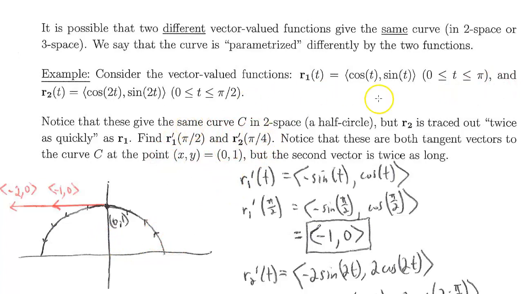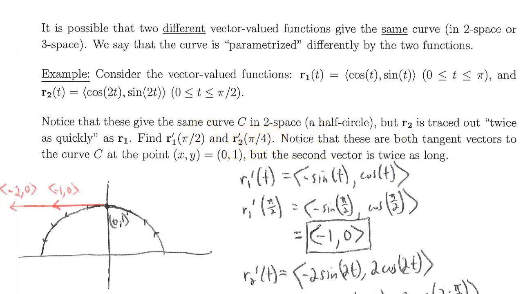So we have two different parameterizations of the same curve. Notice that we can always do this by replacing all the t's in some vector valued function with, say, 2t, or some function of t, so maybe t cubed plus 1 or something like that. Replace all the t's with that. Now notice that these give the same curve in 2 space, a half circle, but r2 is traced twice as quickly as r1. In fact, let's look at the derivative of r1 at pi over 2 and the derivative of r2 at pi over 4.